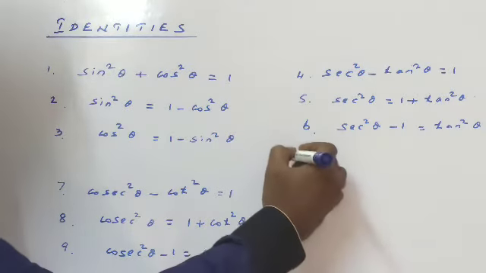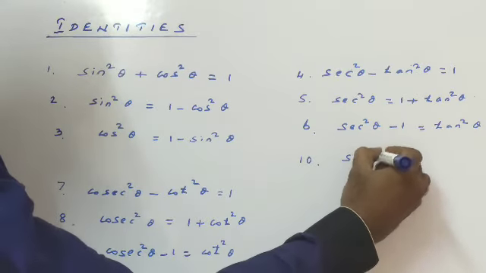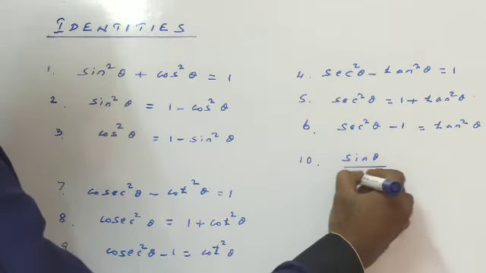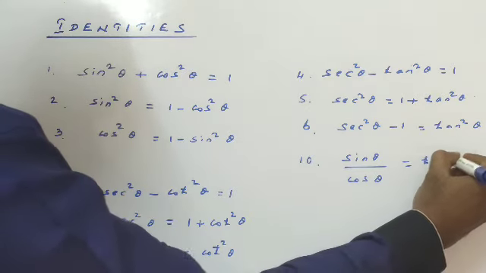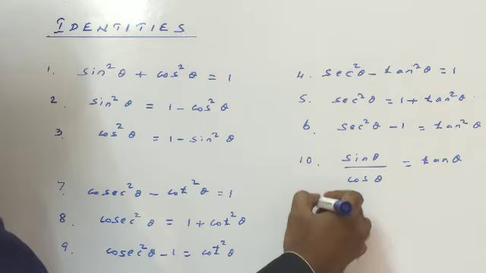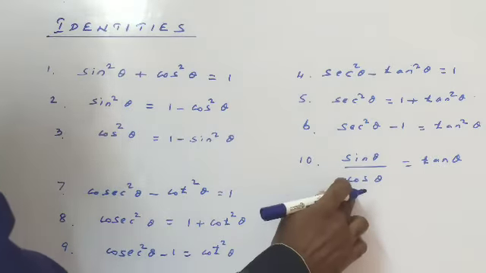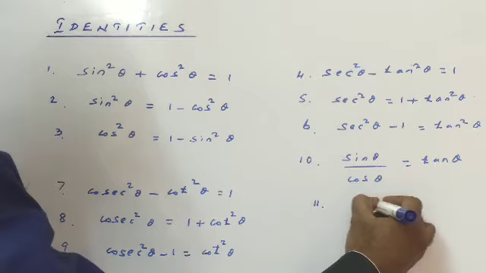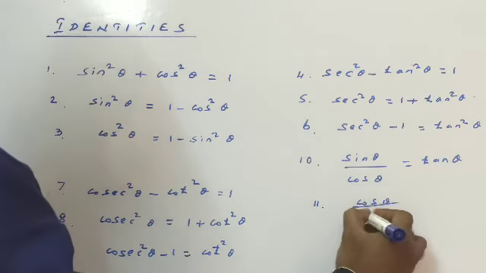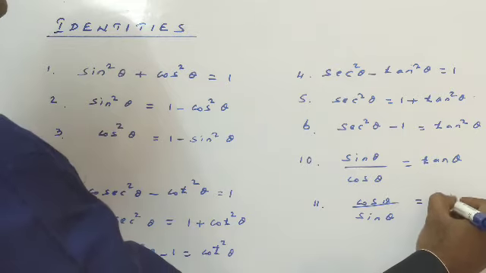Now listen. Sin theta by cos theta is equal to tan theta. This is one more identity. Then the reciprocal of tan theta gives the value of cot theta. So we write sin by cos is tan, so cos theta by sin theta is cot theta.